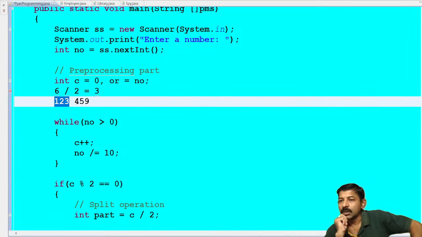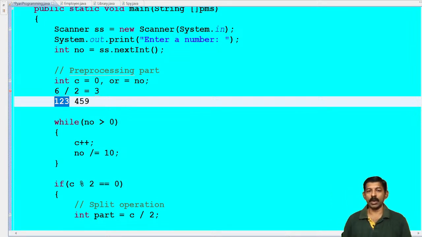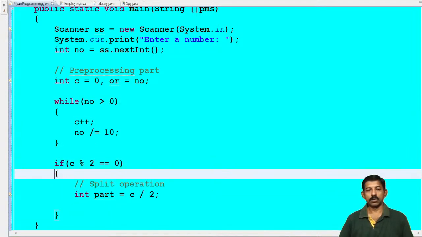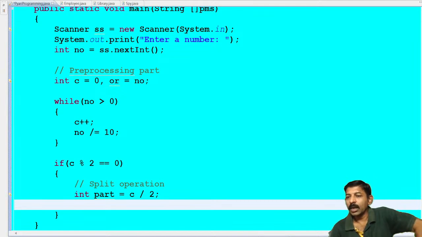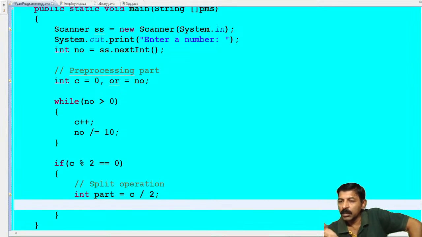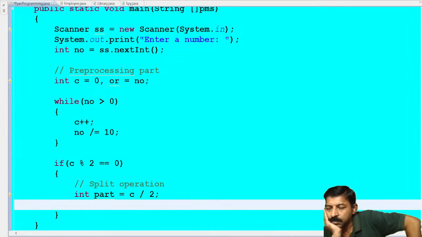Okay, already got the answer. Subhasmita says that pow(10, C/2). Okay, already we have stored the number in C. So here I will say that. Okay, understood, 10 comma C by 2. Now will this give me the first part or the second part? What will it give?